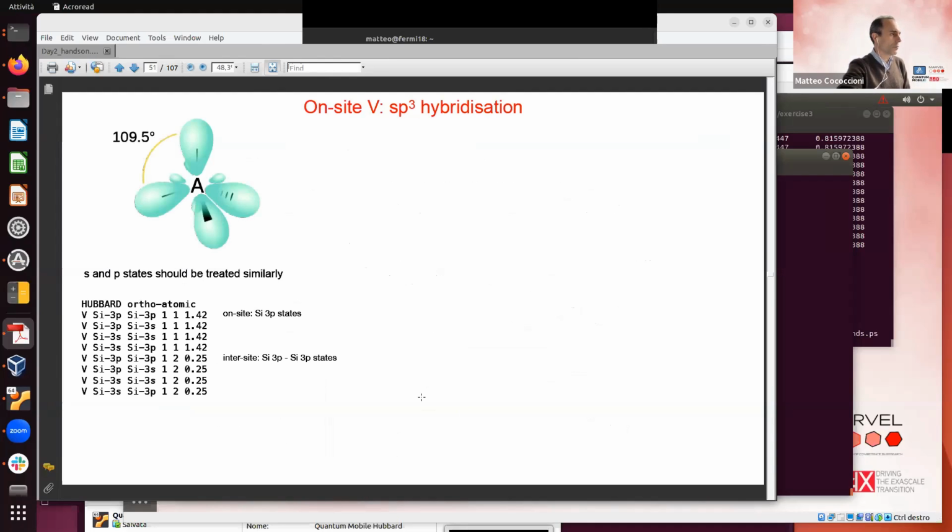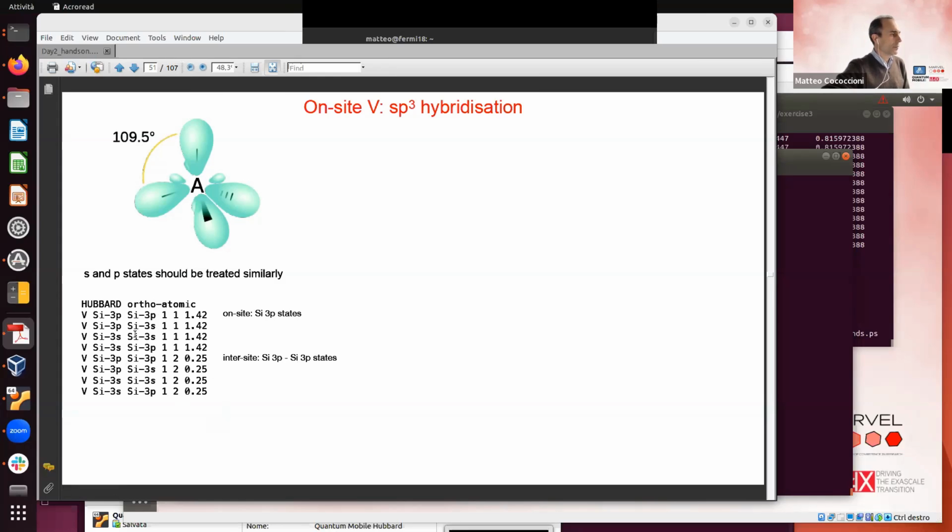In order to get more reliable results, you need to do something like this. And you see here, for all these couples, I have 1, 1 here, meaning that I'm putting a V between states of the same silicon atom, the first one. And automatically the code will treat the second one the same, because they are of the same kind.